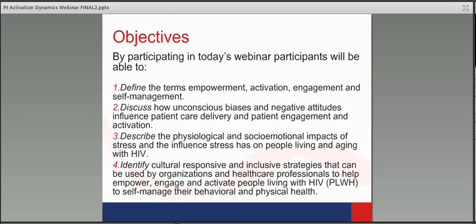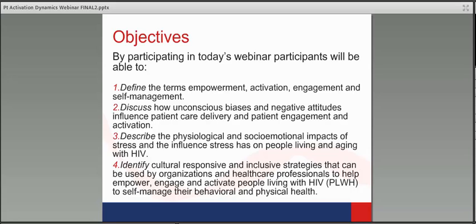The objectives for today's program are really to define some important terms: the words empowerment, activation, engagement, and self-management. Discuss how unconscious biases and negative attitudes influence patient care delivery and patient engagement and, of course, activation. Third, looking at how to describe the physiological as well as the social emotional impacts of stress and the influence that stress plays in people's lives who live with HIV and other comorbidities.